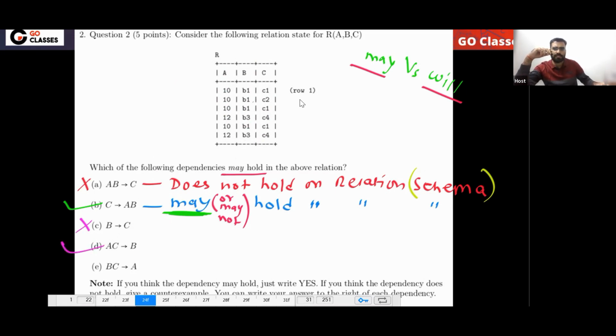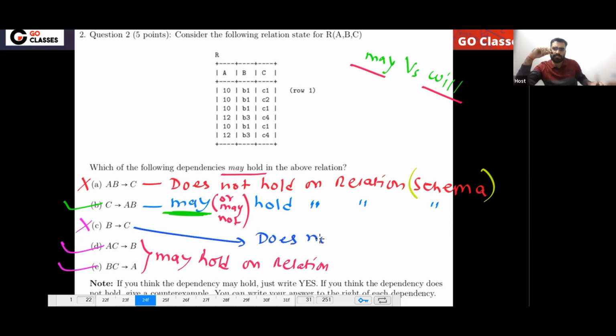And what about BC determining A? Looking at the values, this also may hold. Yes or no? So remember, these may or may not hold on the relation, but this will not hold on the relation. I can say this does not hold. Is this clear?